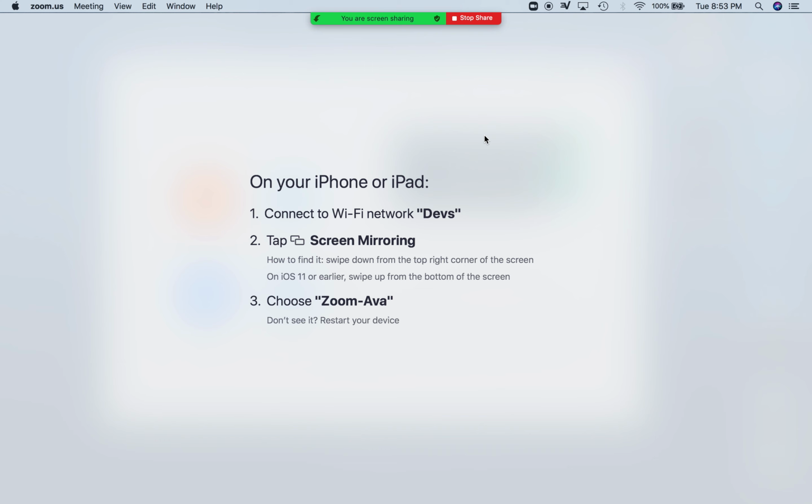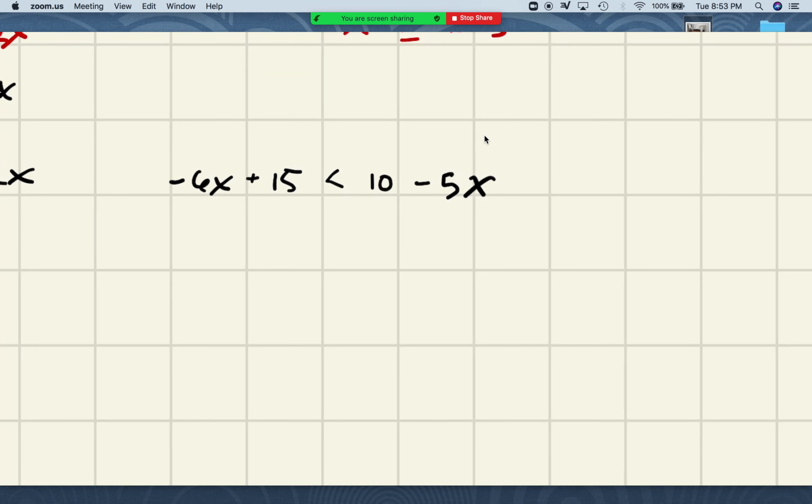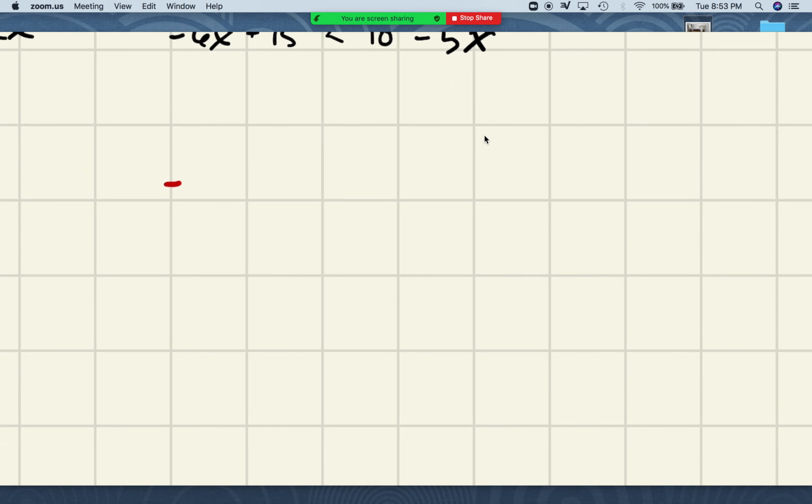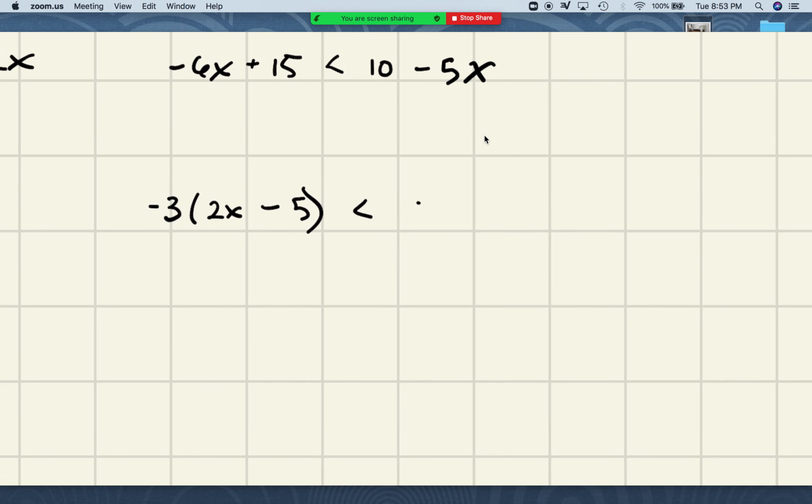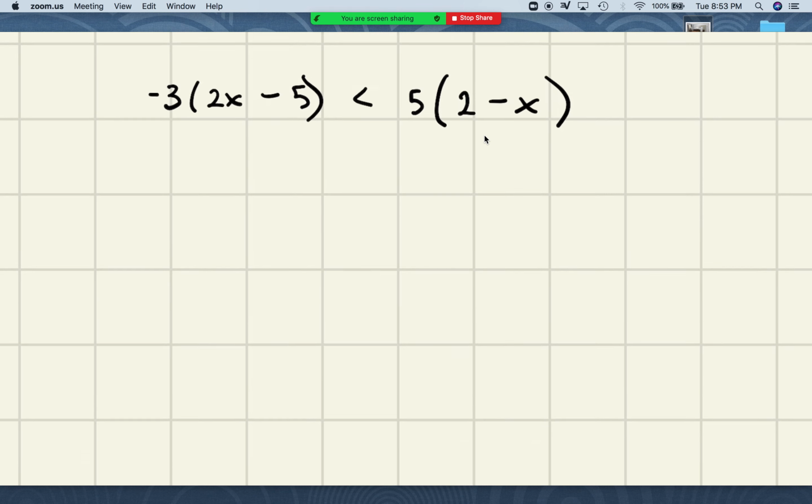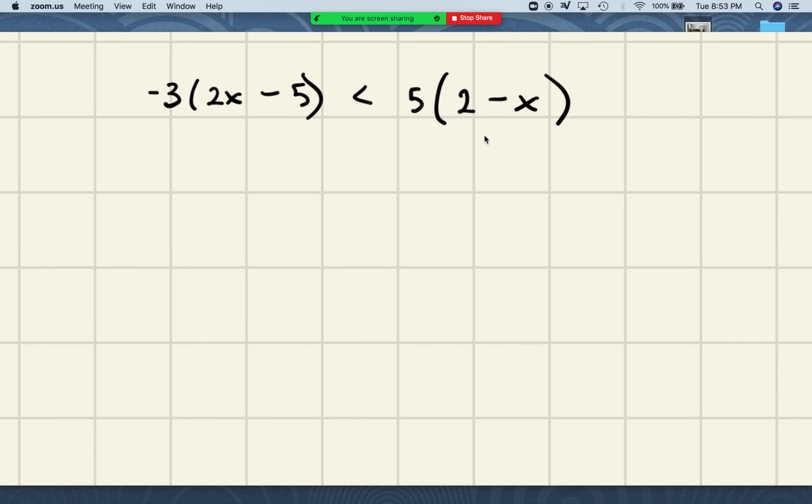So it was, I think, negative 3, 2x minus 5. And then I think it was 5. Yeah, it was 5. There you go. Okay. So here's the thing.